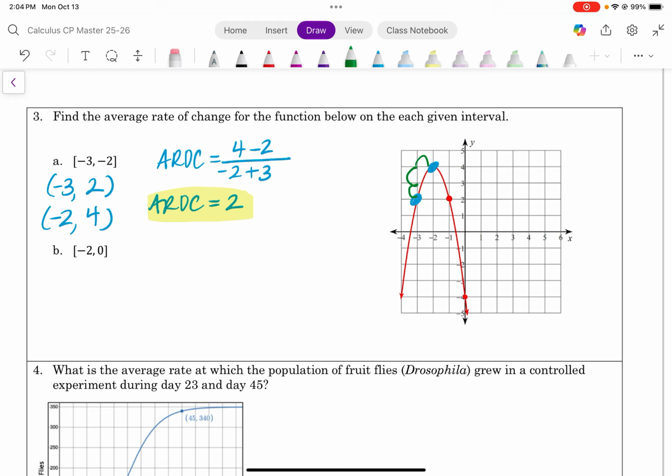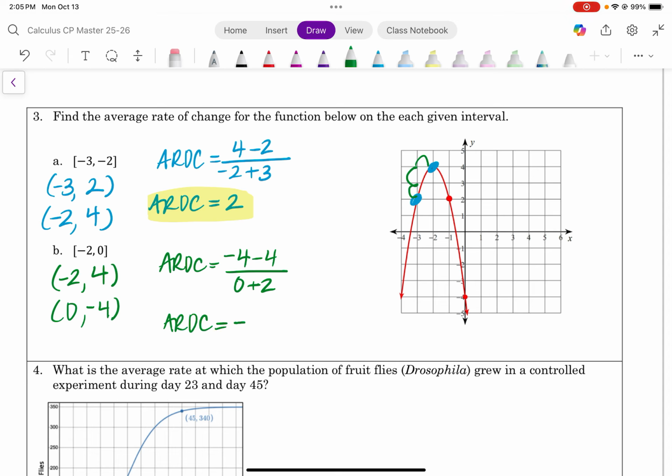So do the same thing for letter B. At -2, the graph is at 4. At 0, the graph is at -4. If you prefer the formula, you can then do -4 minus 4 over 0 plus 2, giving you an average rate of change of -4. Again, you could just count the slope and work it out from there as well.